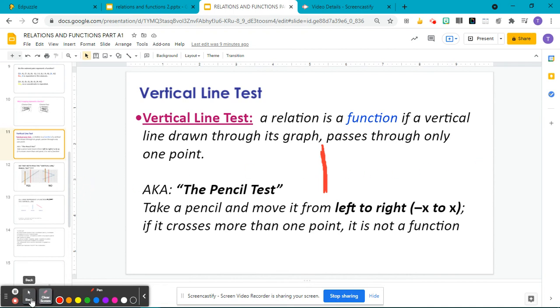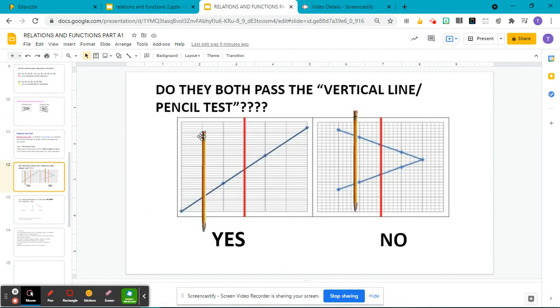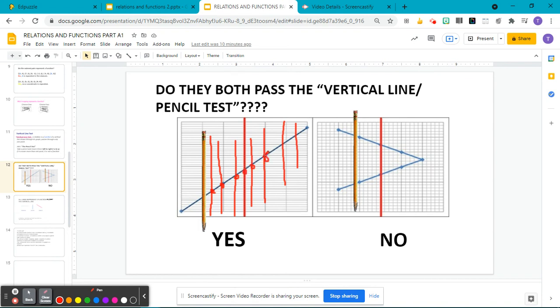Let's take a look at an example. Here's my pencil. I'm going to scroll it across this graph, and I'll just draw as we're doing it. Here's my pencil, it's scrolling. And as I cross that blue line right there, do I ever touch more than one point at a time? No, there's a point, there's a point. I'm never touching more than one point on this blue line. So yes, it is a function. That's what the pencil test tells me.